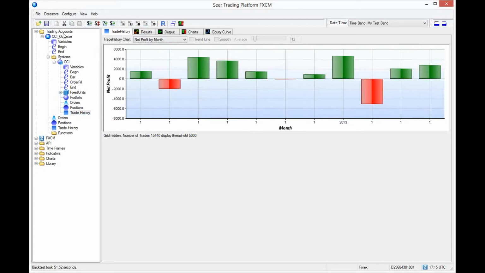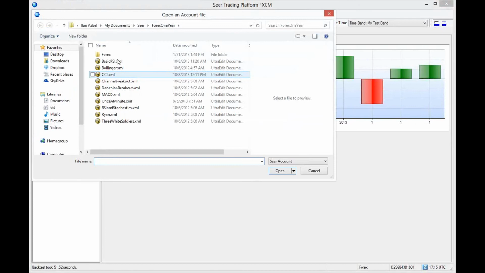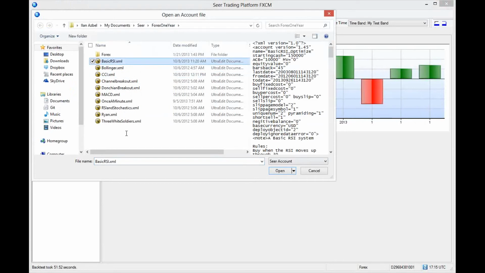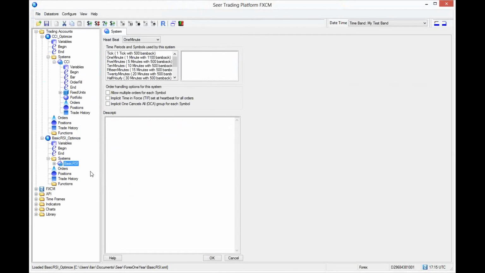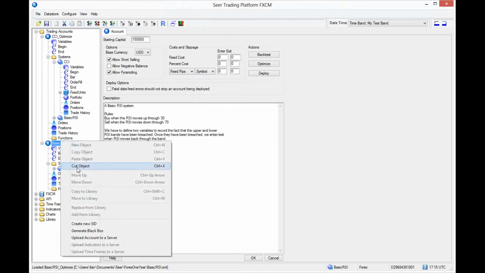Okay. So what I'm going to do now is imagine we have multiple systems, right? So we have not only the commodity channel index system, we also have another system. I'm going to open another one. What should I open up here? Okay, maybe an RSI. I'll open an RSI system. And here on the bottom, you can see I've opened up an RSI system, and I'm going to copy this system. I'm going to paste it into my top system. I'm going to cut this trading object.